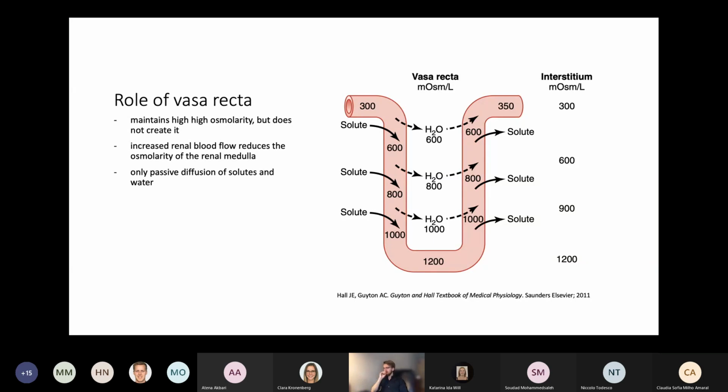Eric asked whether the countercurrent system is the same in the cortical and the juxtaglomerular nephrons. No, it is not. The countercurrent system is present, and I'm going to go back to the slides, illustrating the difference between the nephrons. Wait a second. Okay.